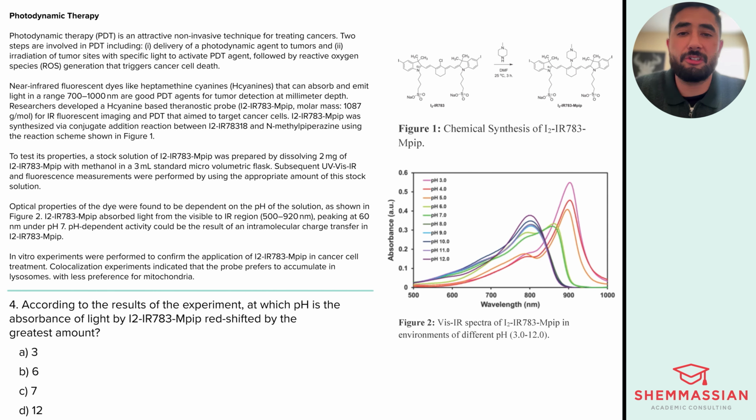So when we look at figure 2, we can see that as pH decreases, or as the environment becomes more acidic, MPIP begins to show maximal absorbance at those longer and longer wavelengths. And so the wavelengths that are represented lower levels of energy and a resulting redshift. So the greatest magnitude of the redshift occurs at pH 3.